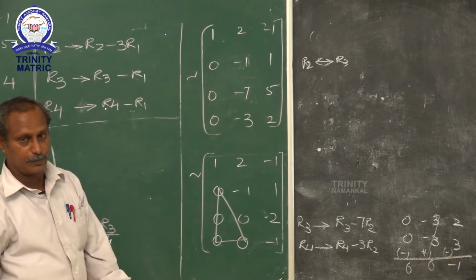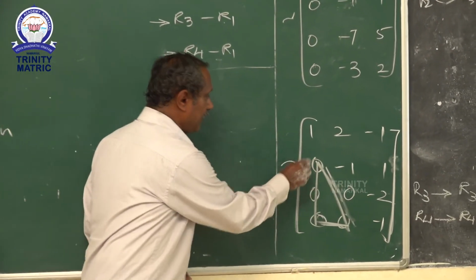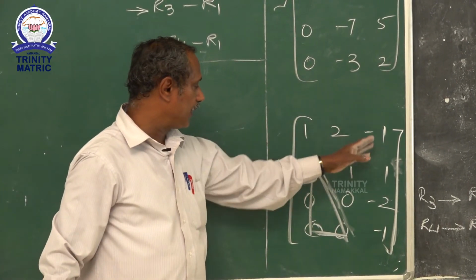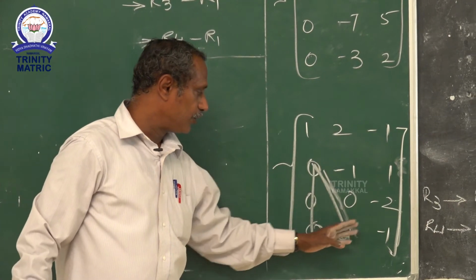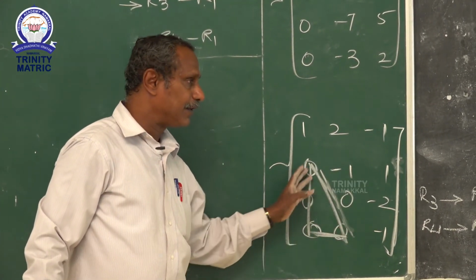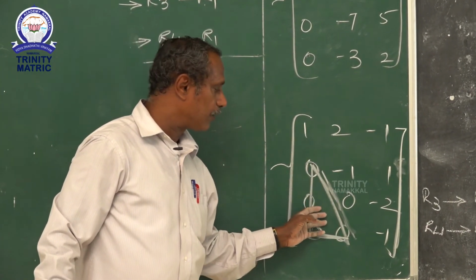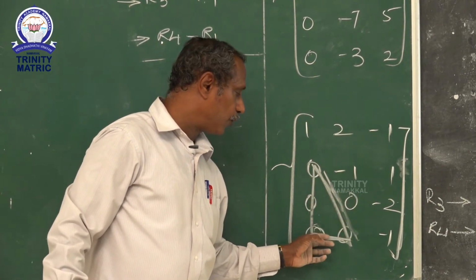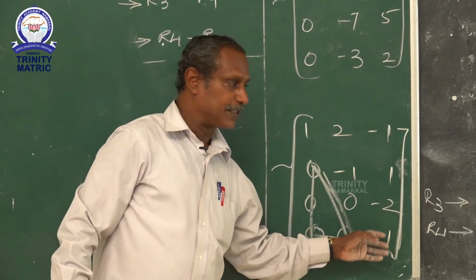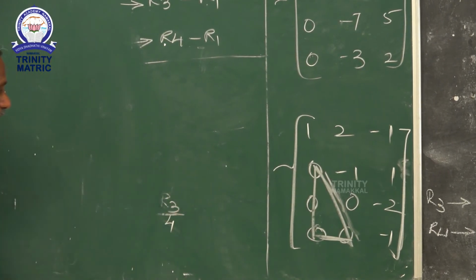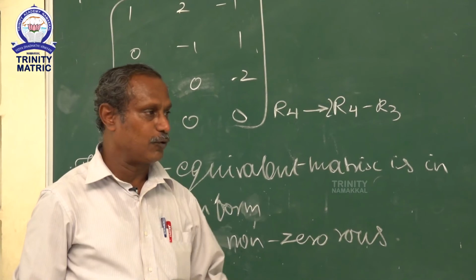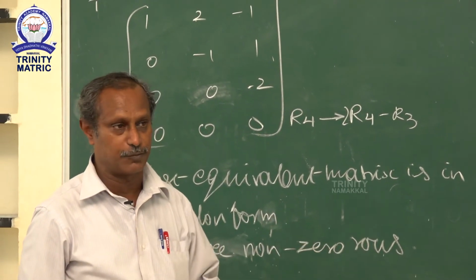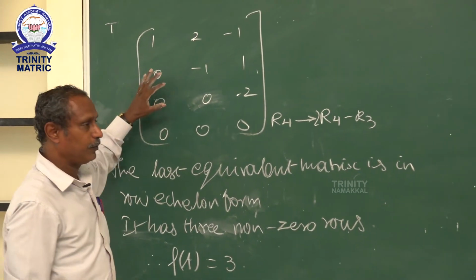Now it is in triangular form. We have seen the last equivalent matrix is 1 2 minus 1, 0 minus 1 1, 0 0 minus 2, 0 0 minus 1. It is in triangular form, that is row echelon form, but the third row and fourth row are proportional to each other. Whenever rows or columns come in proportional way, we have to eliminate one more, so we have to proceed one more step of elementary transformation.